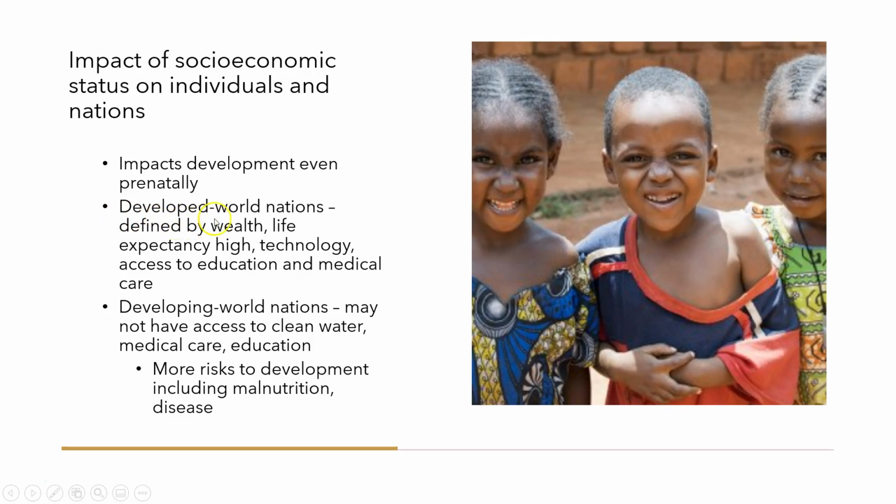And so we can talk about developed world nations, which are defined by wealth, higher life expectancy, more technology, more access to education, more access to medical care, compared to developing world nations, which may not have access to clean water, not as consistent medical care, less education. And in these developing world nations, children are more at risk to different things that may impact their development, like malnutrition and disease, etc.